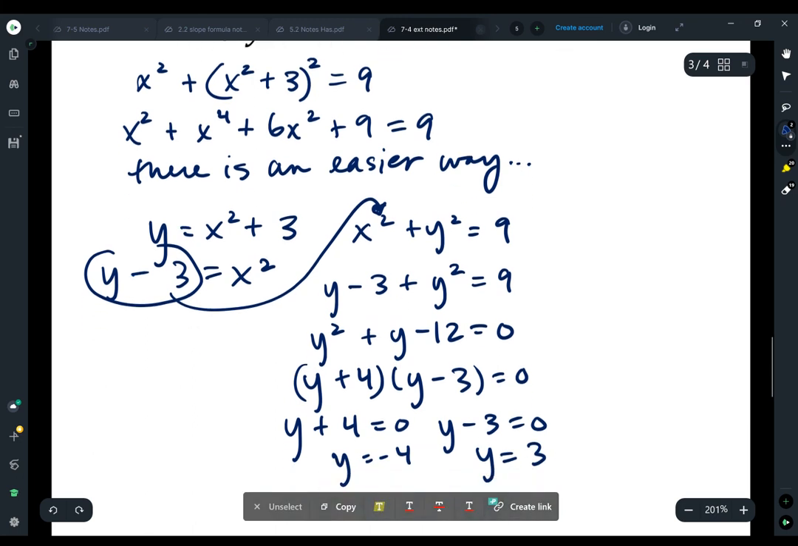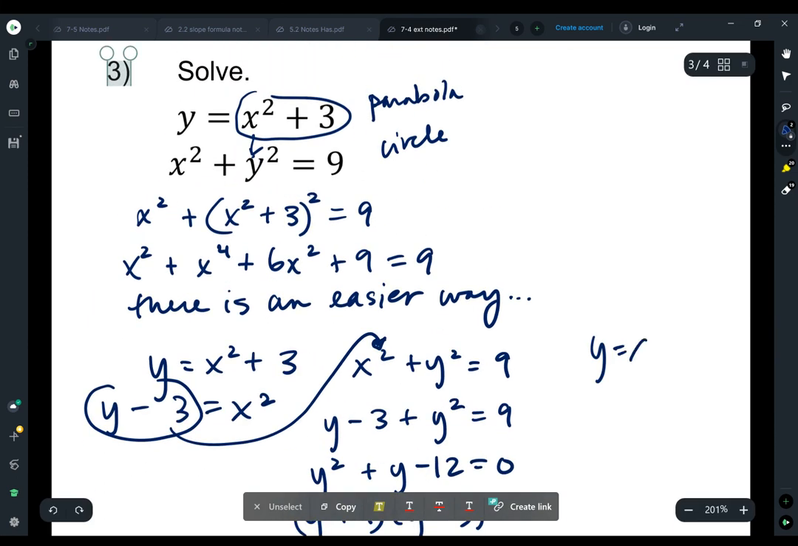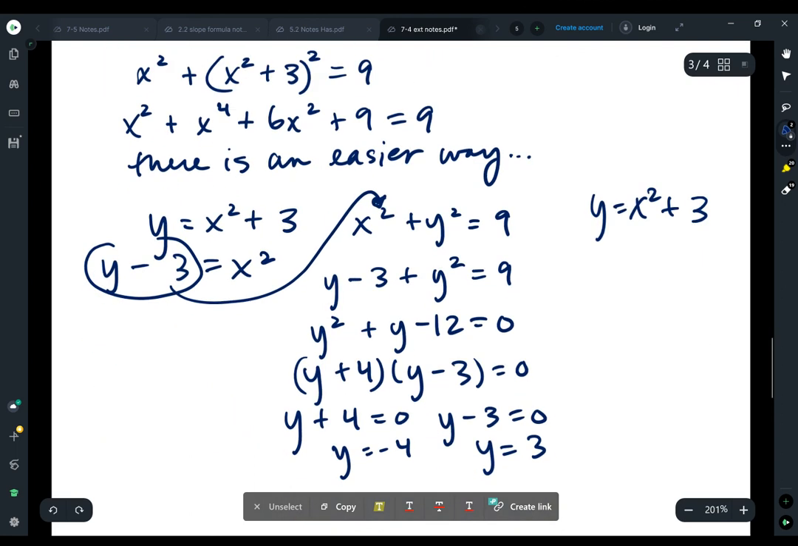And then let's see, what was my original? My original was y equals x squared plus 3. That looks easier to now use, maybe. I don't know. So negative 4 equals x squared plus 3. I already see an issue here. If I have negative 7 equals x squared, when I do my square roots, I'm going to have something imaginary. So this is going to be extraneous.